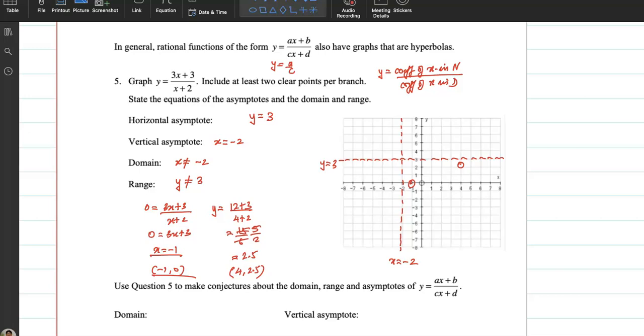Similarly, you can find the y-intercept. Put x as 0. So 0 plus 3 upon 0 plus 2. That's 3 upon 2, 1.5. So, okay, nice. And there's only one x-intercept, right? One x-intercept, one y-intercept. Now I need to take any other point. So you have to take the points.